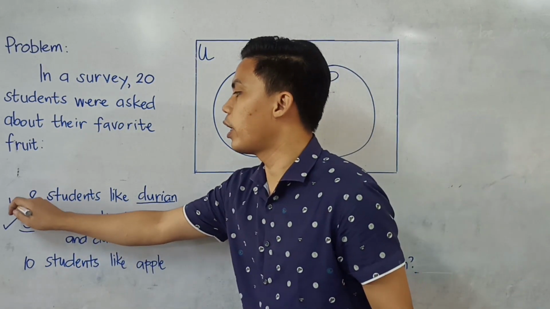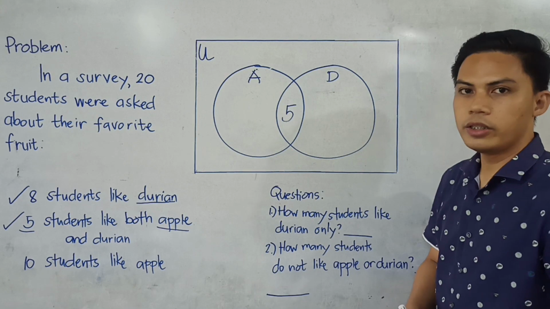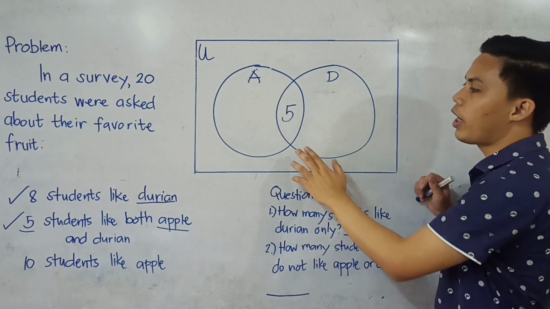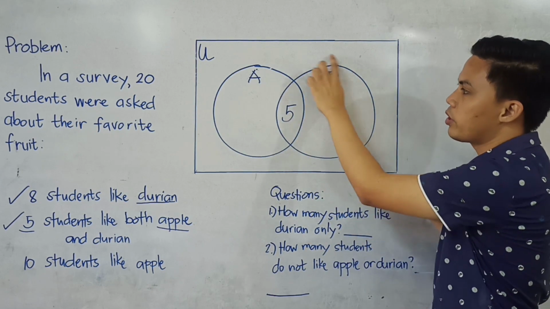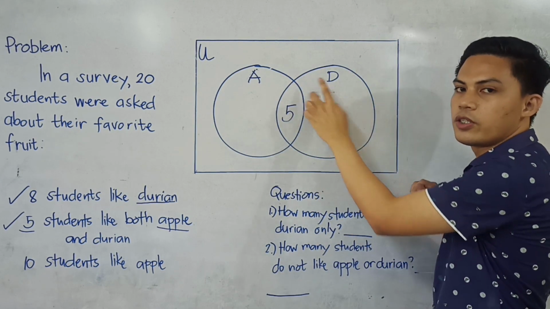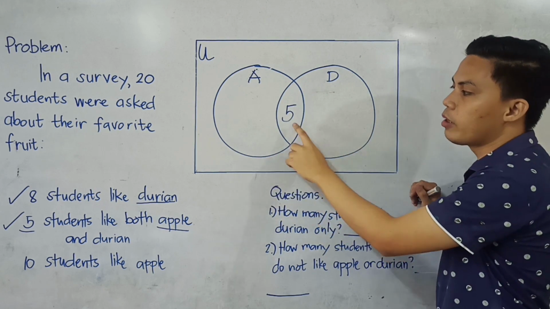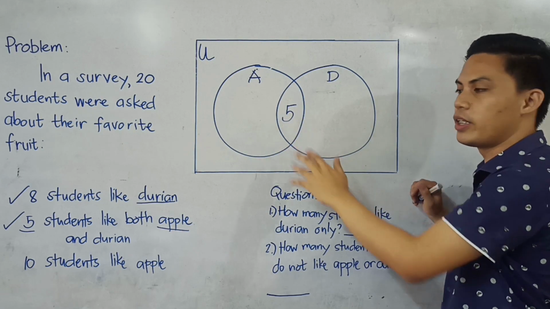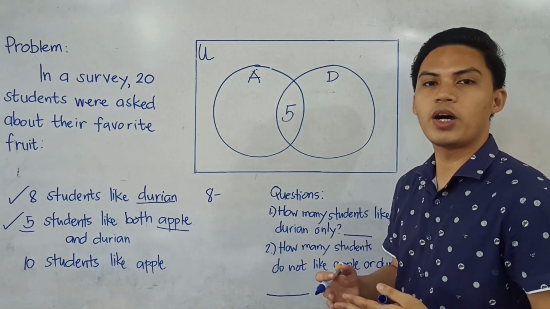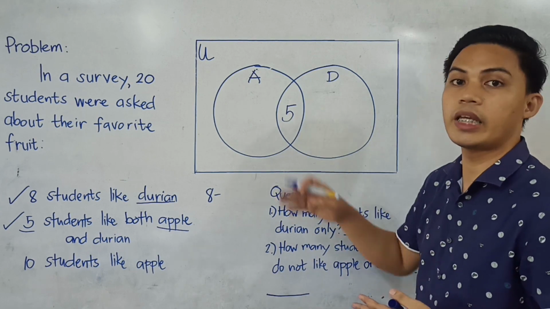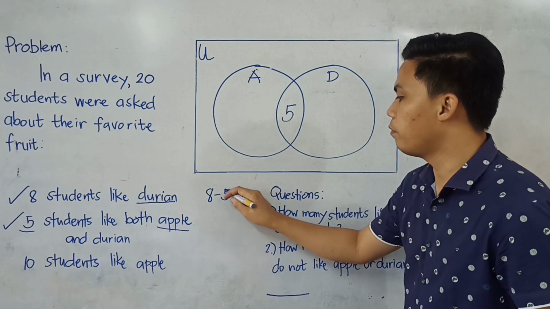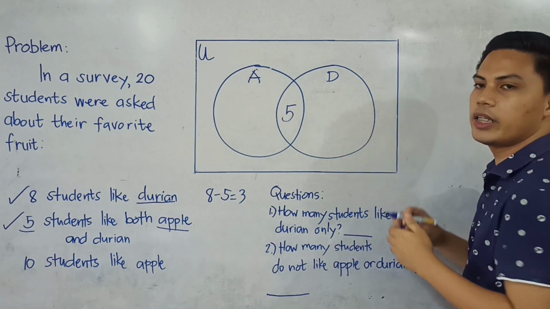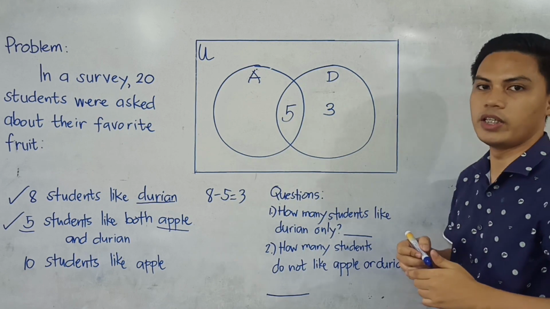8 students like durian. So again, a common mistake, huwag agad ilalagay sa 8. Let us remember na nakalagay na tayo ng 5 students dito sa set D. So sa madaling salita, yung 8, kailangan nating bawasan ng 5. Okay, all the time, yun yung process natin. So 8 babawasan natin ng number ng elements na nasa intersection. So 8 minus 5 would be 3. So, in this region, ilalagay natin, it would be 3.